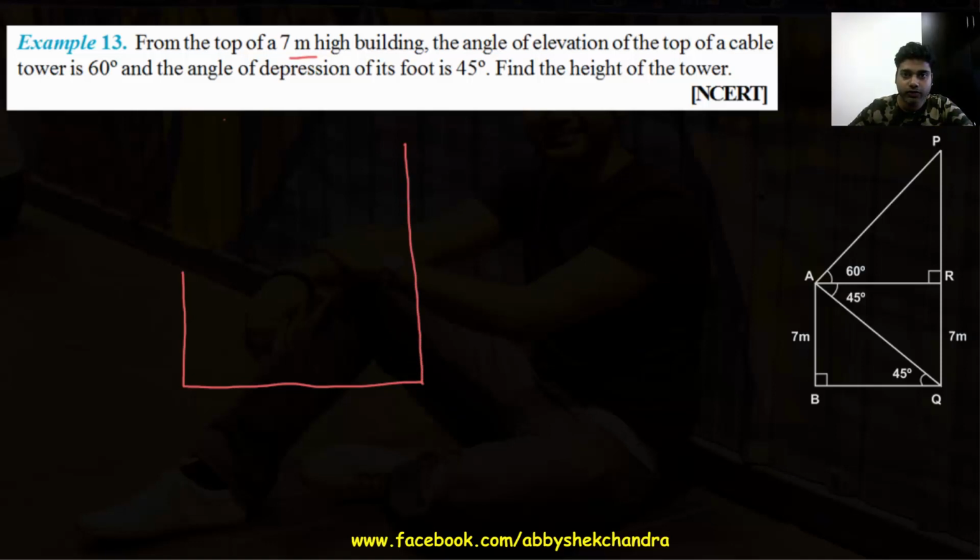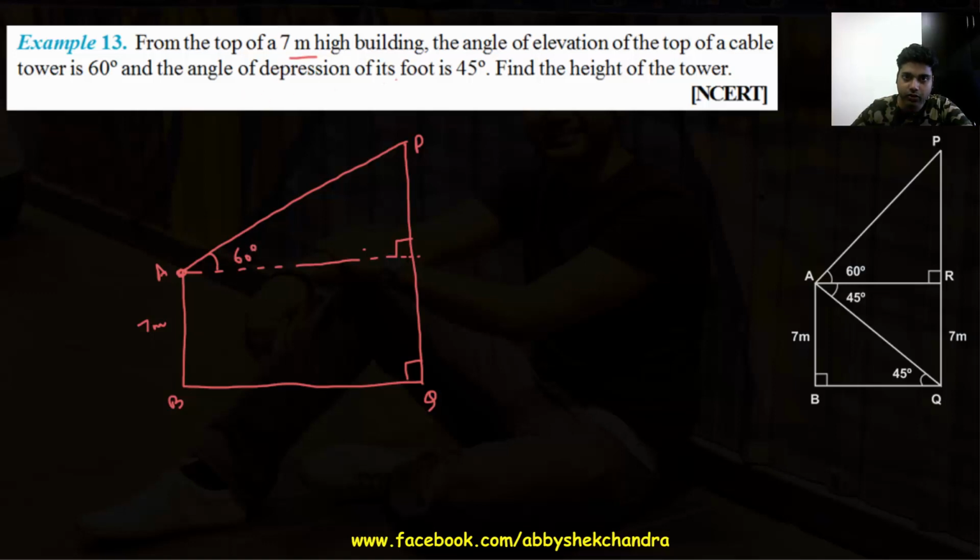So from the top of a 7 meters high building, this is a 7 meter high building, A, B, and PQ is the tower. So from the top of a building, the angle of elevation of the top of a cable tower is 60 degrees. So make the horizontal line, 90 degrees. This is 60 degrees.